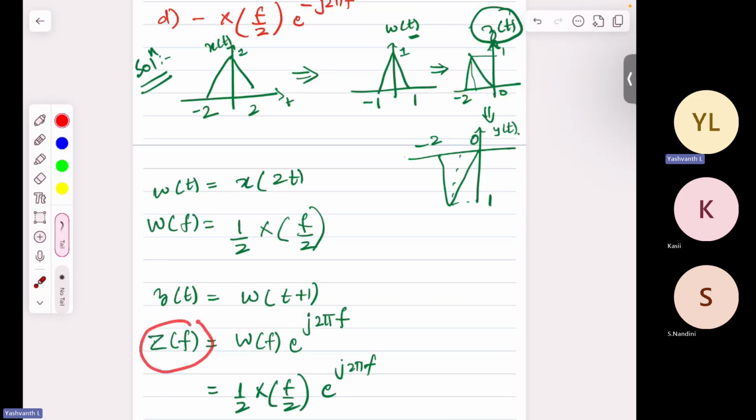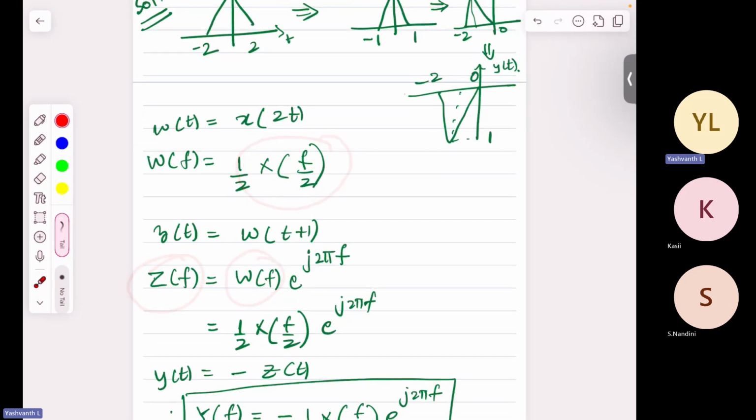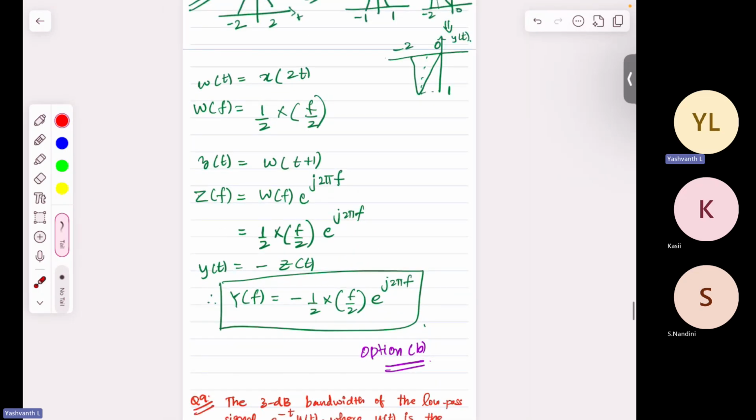Or in other words, Z of f is nothing but W of f into e power j 2 pi f. This is nothing but the time shifting property of the Fourier transform. But what is W of f? Half into X of f by 2. Therefore, Z of f is nothing but half into X of f by 2 into e power j 2 pi f. And finally, y of t is nothing but minus z of t. Therefore, Y of f is equal to minus half of X of f by 2 into e power j 2 pi f, which is nothing but option B.